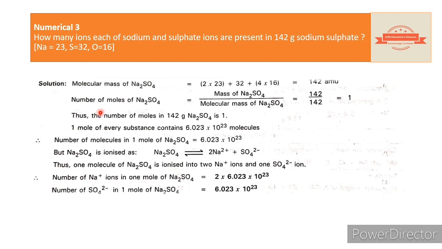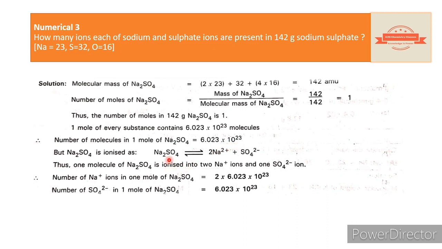So number of moles of sodium sulfate in 142 gram of sodium sulfate is equal to mass in gram 142 divided by molecular mass 142 equal to 1. Now we know 1 mole of every substance contains Avogadro number of molecules. So 1 mole of sodium sulfate also contains 6.023 into 10 to the power 23 molecules.